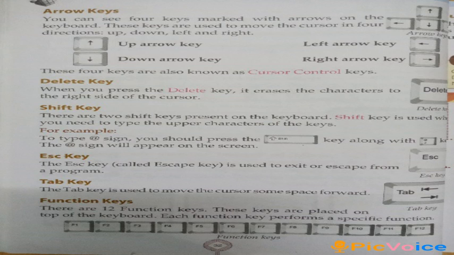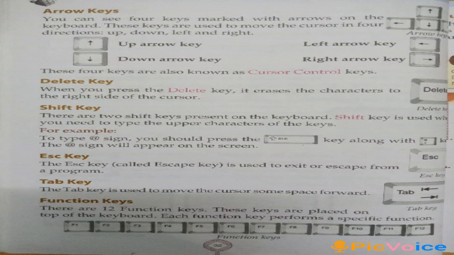And shift key. Shift key helps us to type the upper characters of the keys, and there are 2 shift keys present on the keyboard. Then ESC key or escape key. It is used to exit or escape from a program. Then tab key. Tab key is used to move the cursor some space forward.